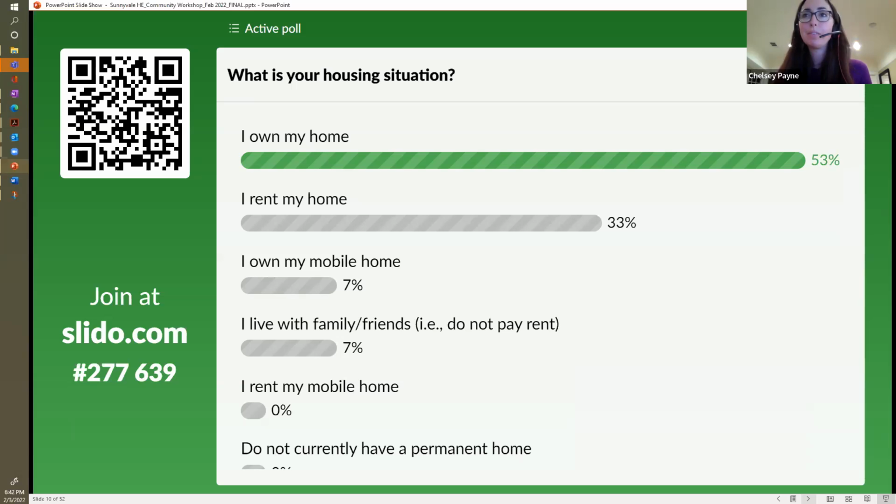All right, great. It looks like we have about 15 participants in the polling tonight. More than half own their home. That roughly tracks with ownership trends in the city. 33% are renters. We have 7% that own a mobile home. And then 7% live with family or friends. Great, thank you for sharing that.